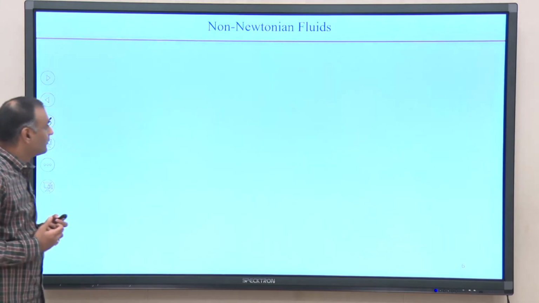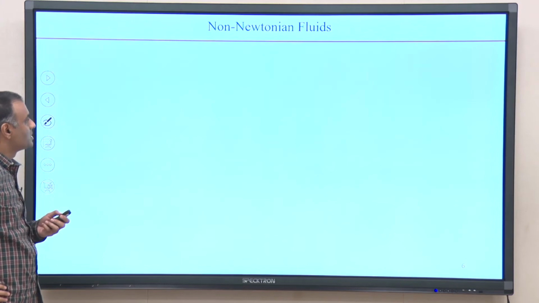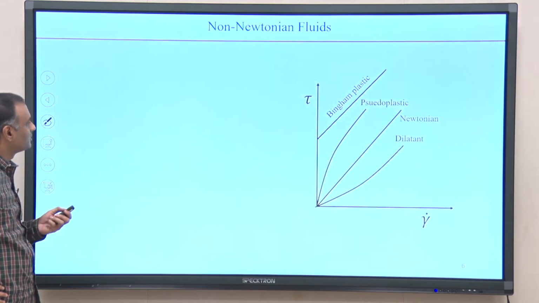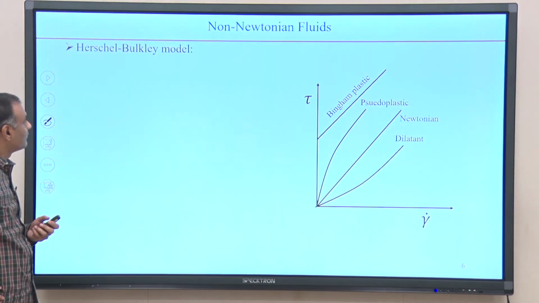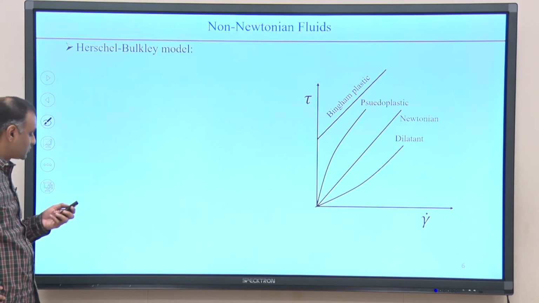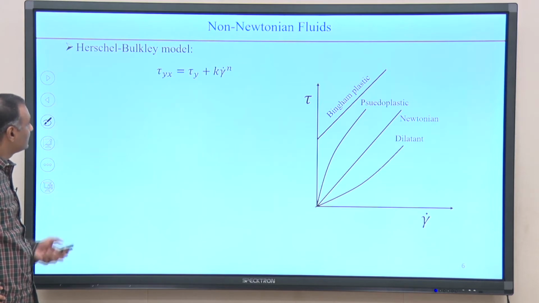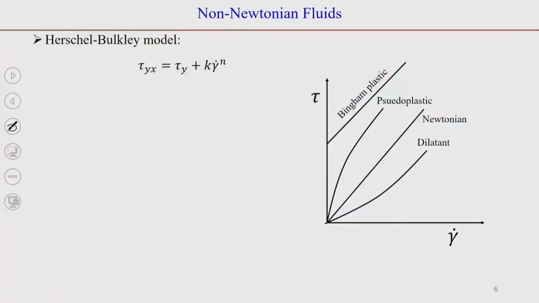There are some fluids which show time dependent behavior, but before that we can characterize the flow of non-Newtonian fluids in terms of mathematical models. A common general model we can write down is where the stress is equal to a yield stress plus k times strain rate raised to the power n. So, it shows the yield stress behavior and the nonlinear relationship or power law relationship between stress and rate of strain.